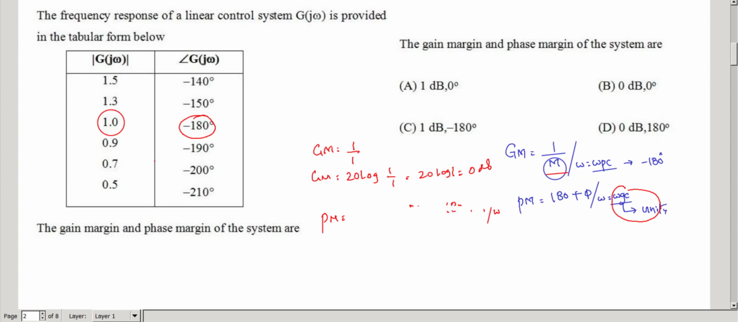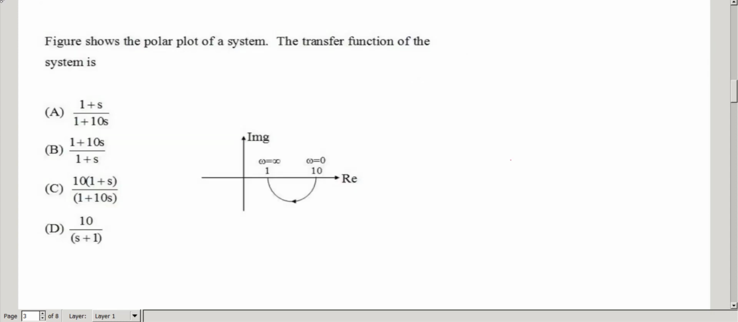At unity magnitude, what is the phase angle? Minus 180. That is 180 minus 180, that equal to 0. So 0 dB and 0 degree is the answer. Okay, next question. Let's see the next question here.